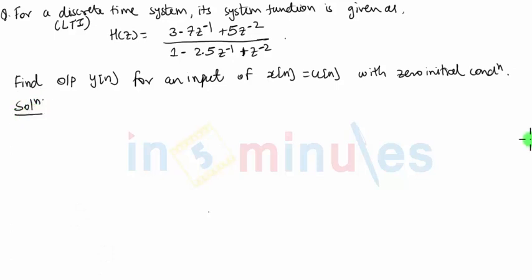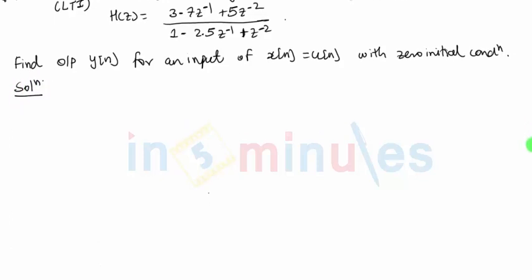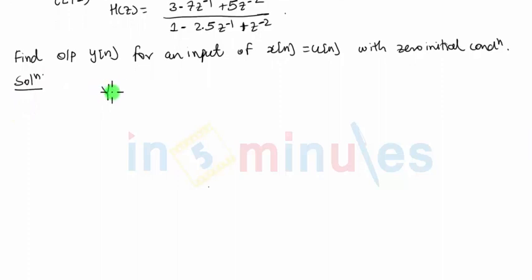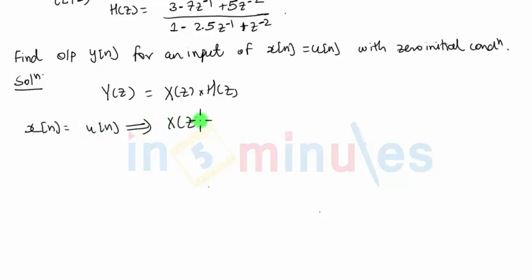We will obviously solve this using transform domain approach. We all know that Y(z) is equal to nothing but X(z) multiplied by H(z). H(z) is given to us. So if I can find out X(z), I will get Y(z) also. x(n) is equal to u(n). So all I have to do is take its z transform. X(z) becomes z upon z minus 1, and therefore I can now write down Y(z).